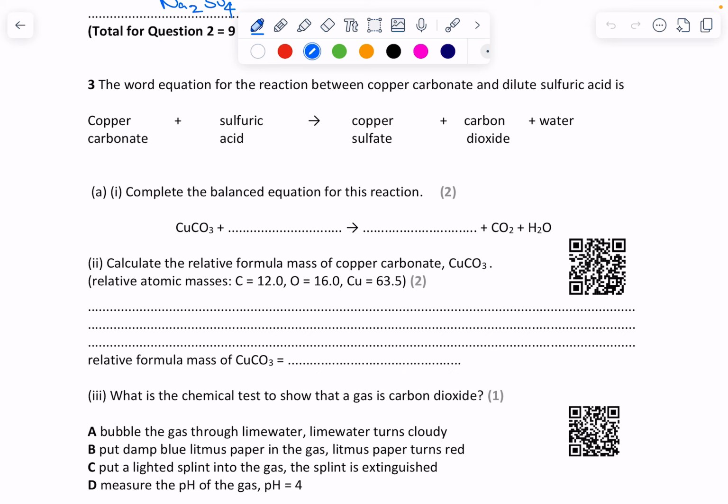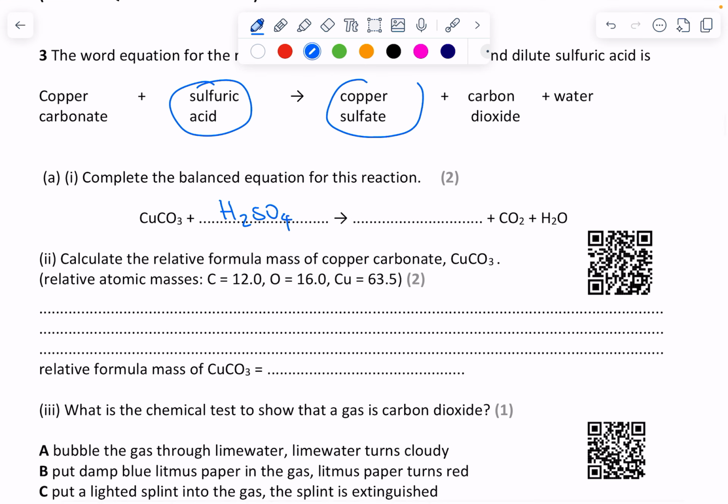So this question wants us to take the word equation and turn it into a balanced formula equation. In order to do this, we need to get the formula for sulfuric acid. Hopefully we remember that is H2SO4, and then missing from here is copper sulfate, which is CuSO4. In terms of balancing it, the actual equation is already balanced. You can check it using the methods we've practiced in class. There are 2 marks, 1 mark here, and 1 mark for this part.